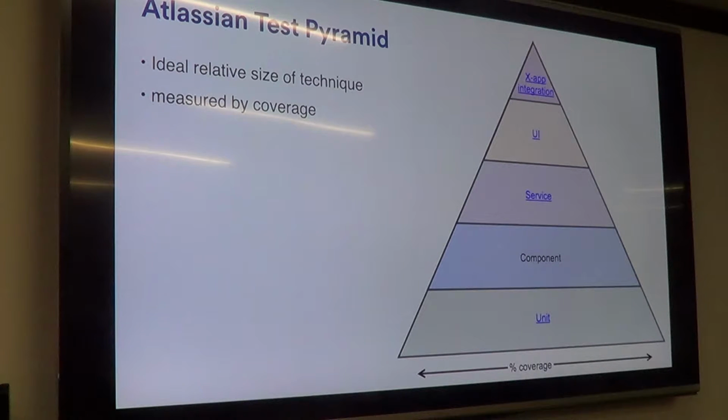Obviously unit tests should ideally cover 100% or close to 100% of your code, and then for component tests, as we go up, the coverage is a bit lower, and the areas of focus are a bit narrower. I'm going to talk about those different layers over the next slides. I'm not going to try to explain them on this particular slide.